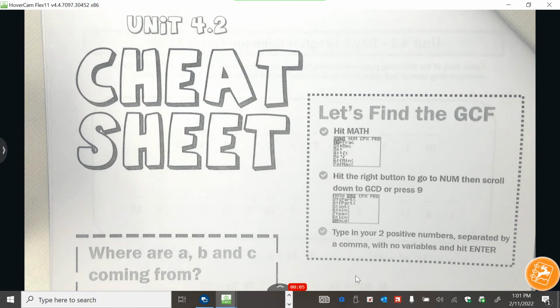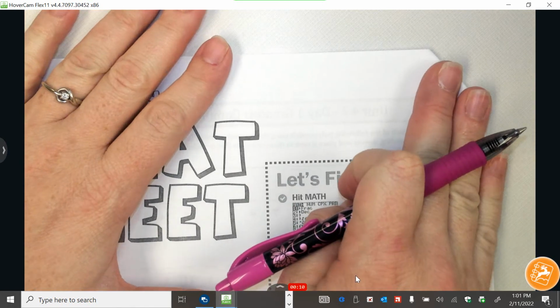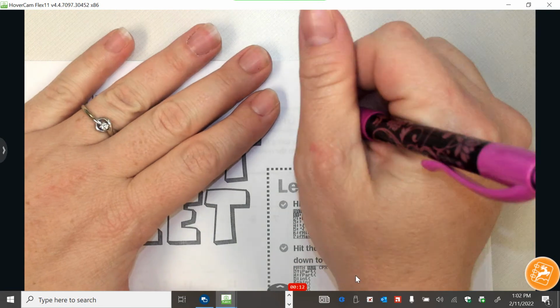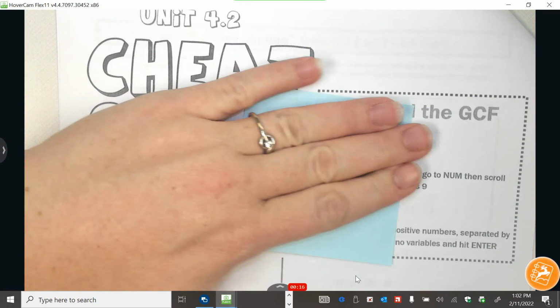So we are starting to factor. I want you to remember, I know I'm putting this on the cheat sheet, but it doesn't really pertain, so watch. You don't have to write this down. I'm just going to go over something.